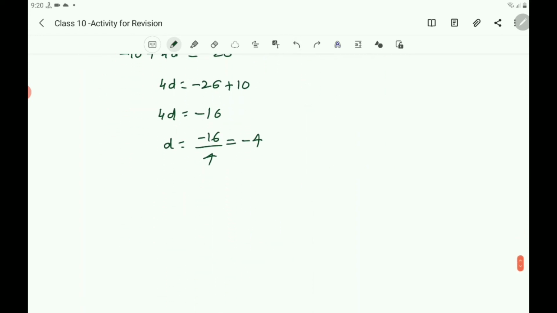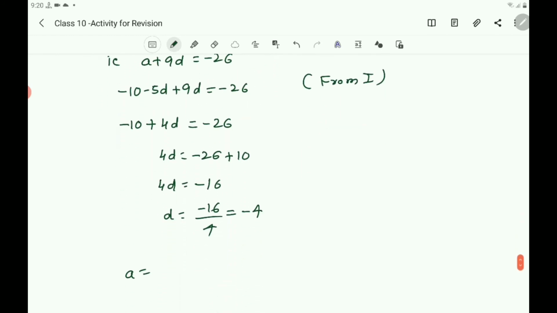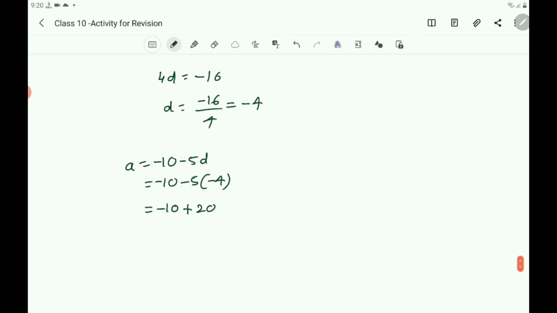So A is equal to what? A is equal to minus 10 minus 5D. Minus 10 minus 5D equals minus 10 minus 5 into minus 4. So you got minus 10 minus 5 into minus 4, that becomes plus. 5 fours are 20. So you got A equals 20 minus 10. The sum of minus 10 and 20 is 10. So you got A equals 10.